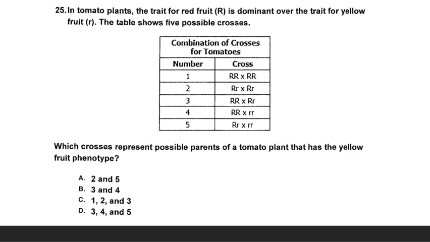Last one. In tomato plants, the trait for red fruit is dominant over the trait for yellow fruit. The table shows 5 possible crosses. Which cross represents possible parents of a tomato plant that has yellow fruit phenotype? So is this yellow fruit, is that talking about the parents? Is that talking about the offspring? So here we're talking about the offspring. So which of these crosses is going to result in yellow offspring?